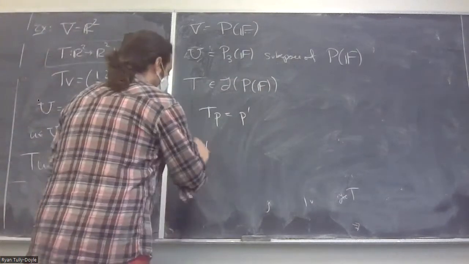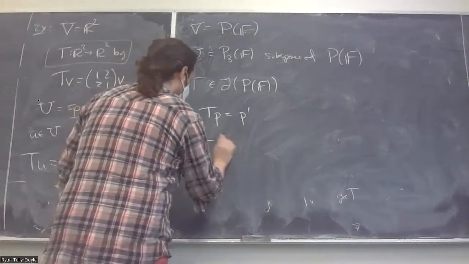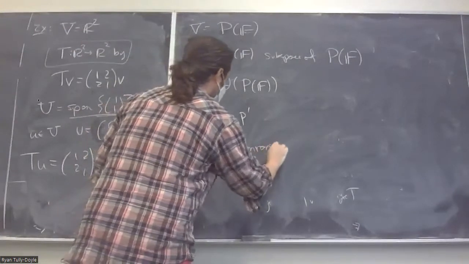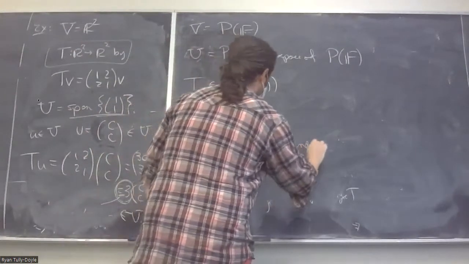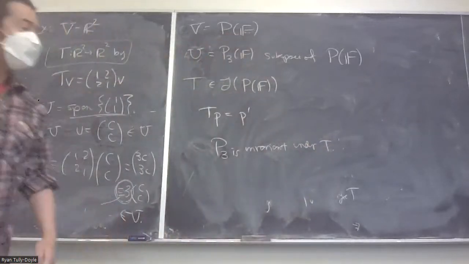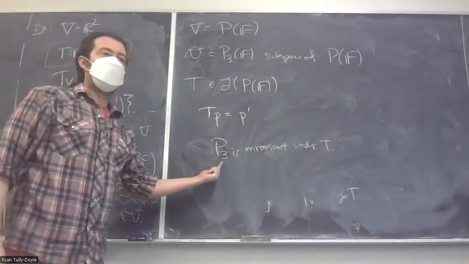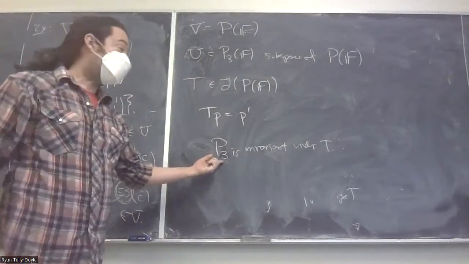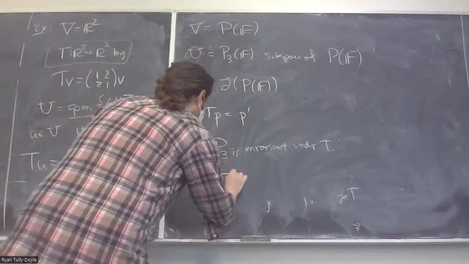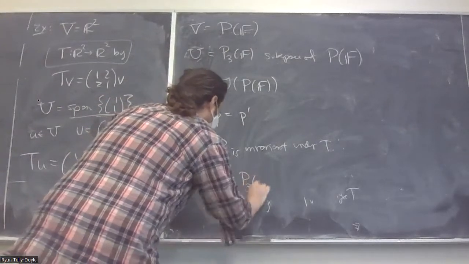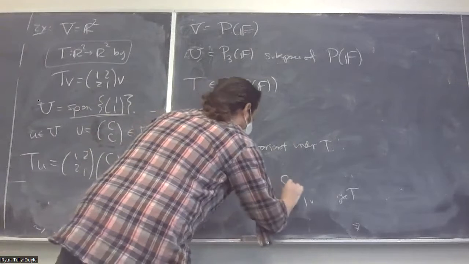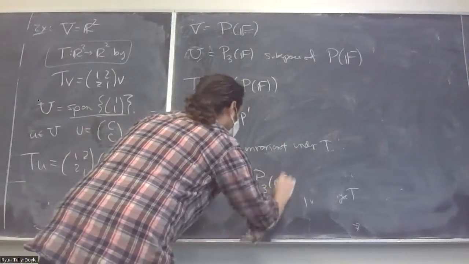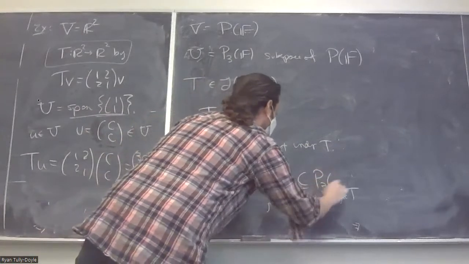Notice that P3 is invariant under T. Because if you put in a polynomial that's degree 3 or less, you get out a polynomial that's degree 3 or less. So you can actually view this as T being a map that takes in P3 of F, and I'll put it in this notation, T of P3 of F is a subset of P3 of F.